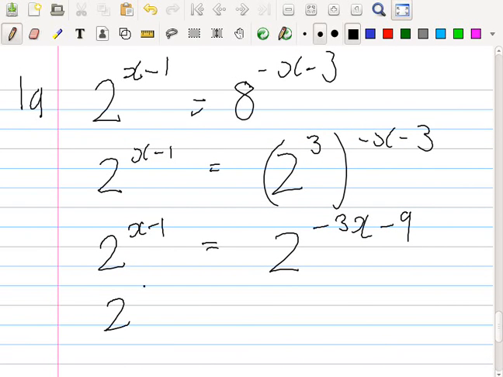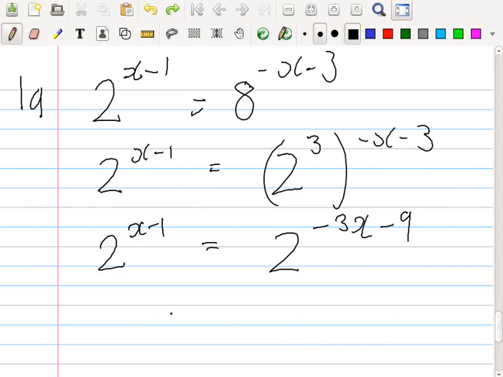If I have 2 to a power, and that's exactly equal to 2 to another power, well, the powers have to be the same. They can't be different. It doesn't make sense. You couldn't say 2 squared equals 2 cubed. So in other words, I know that the powers here must be the same. 2 to a power equals 2 to a power. The powers must be the same.